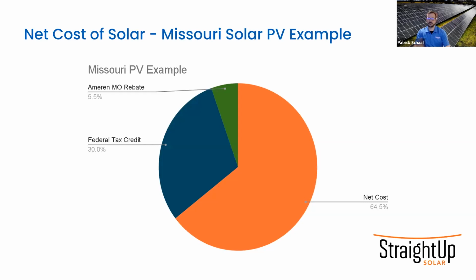And then here's the Missouri side, looking at the Ameren Missouri rebate. I think it was for the example that we just looked at earlier there, Eric, right? So a 10 kW system is 2,500, yeah. So there's the 30% federal tax credit, and the Ameren Missouri rebate makes up about 5.5%. So the net cost is about 64.5%.